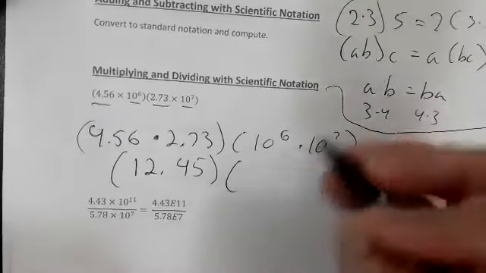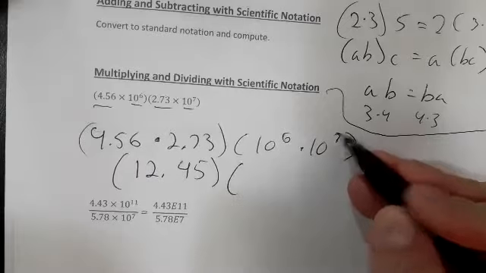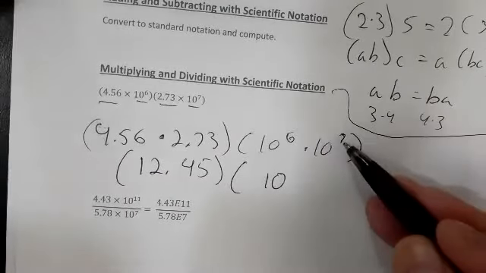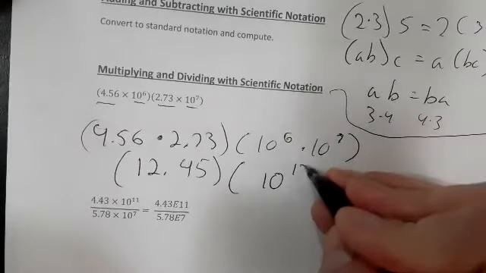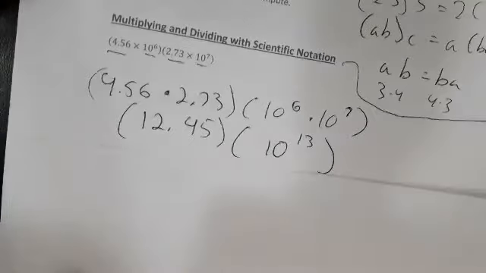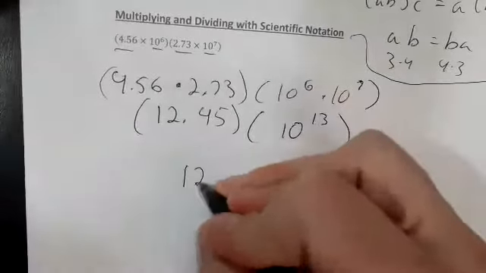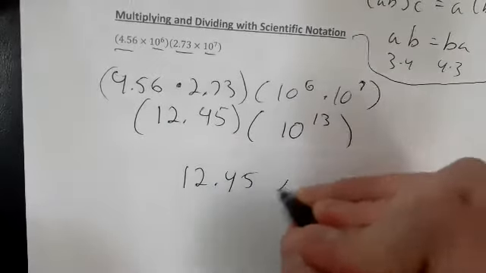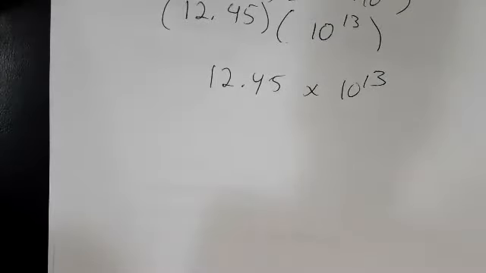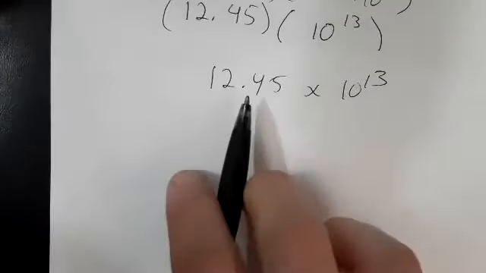The thing I was talking about earlier: if I have 10 to the 6th and 10 to the 7th, I can think of this as 10 to the 6 plus 7, which is going to give me 13. So now I have this thing. It looks like it's almost in scientific notation. Look at this. This is 12.45, and this side 13. This is not in the right spot.